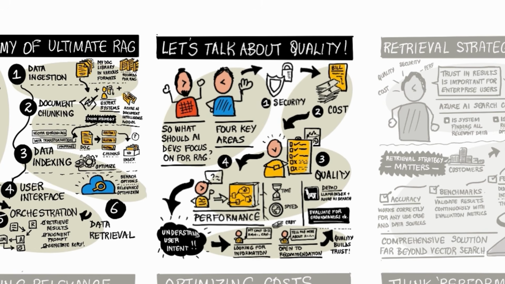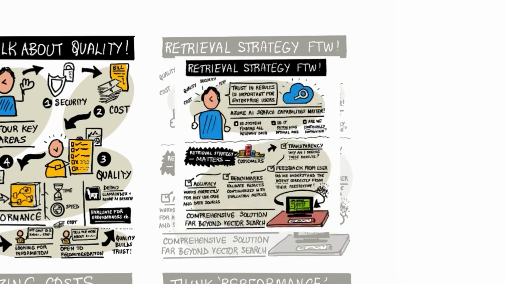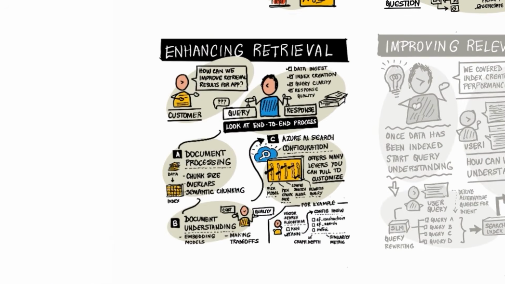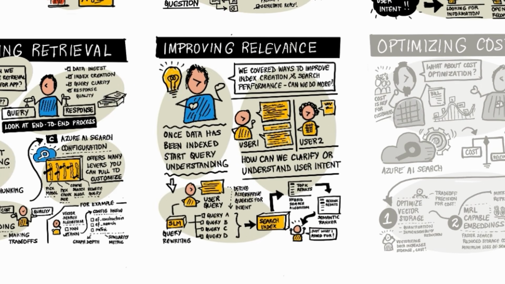Are they looking for facts or information? Quality is tied to groundedness, especially in enterprise where the result accuracy impacts our customers' trust. Retrieval strategy matters for cost, quality, and performance. Real-world datasets and benchmarks are useful tools to help us validate this. Enhance your retrieval by looking at the end-to-end processing pipeline. Think about chunking strategy, model selection, and document understanding. Improve your relevance using techniques like query rewriting, semantic re-ranking, and understanding the top case selection using cost and performance criteria.